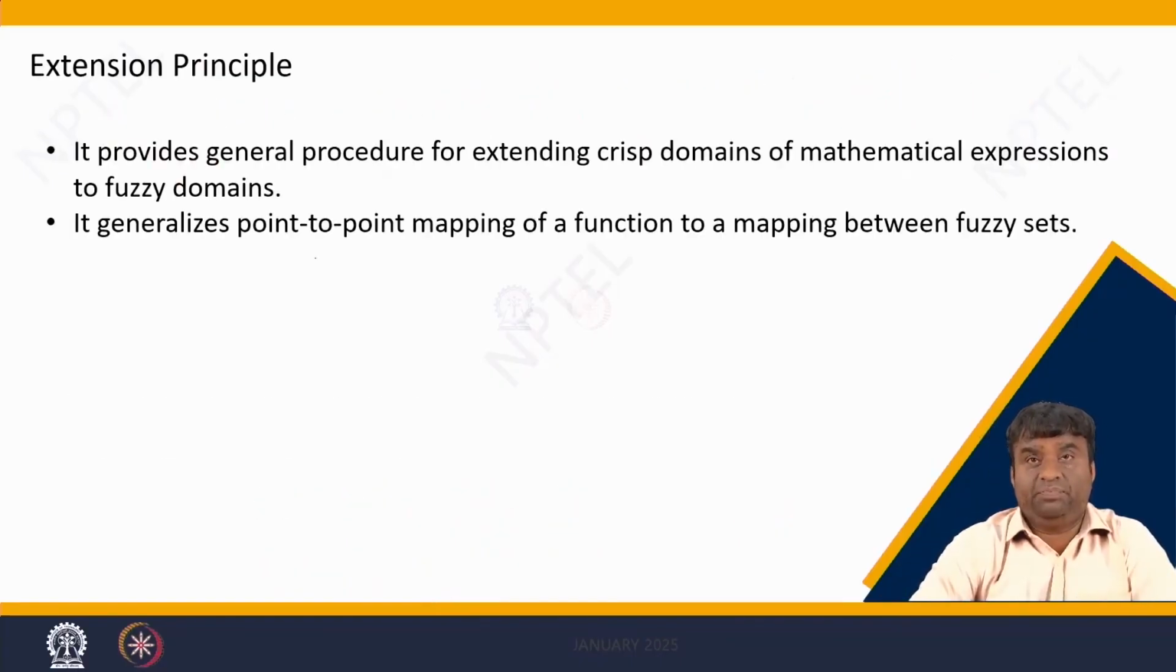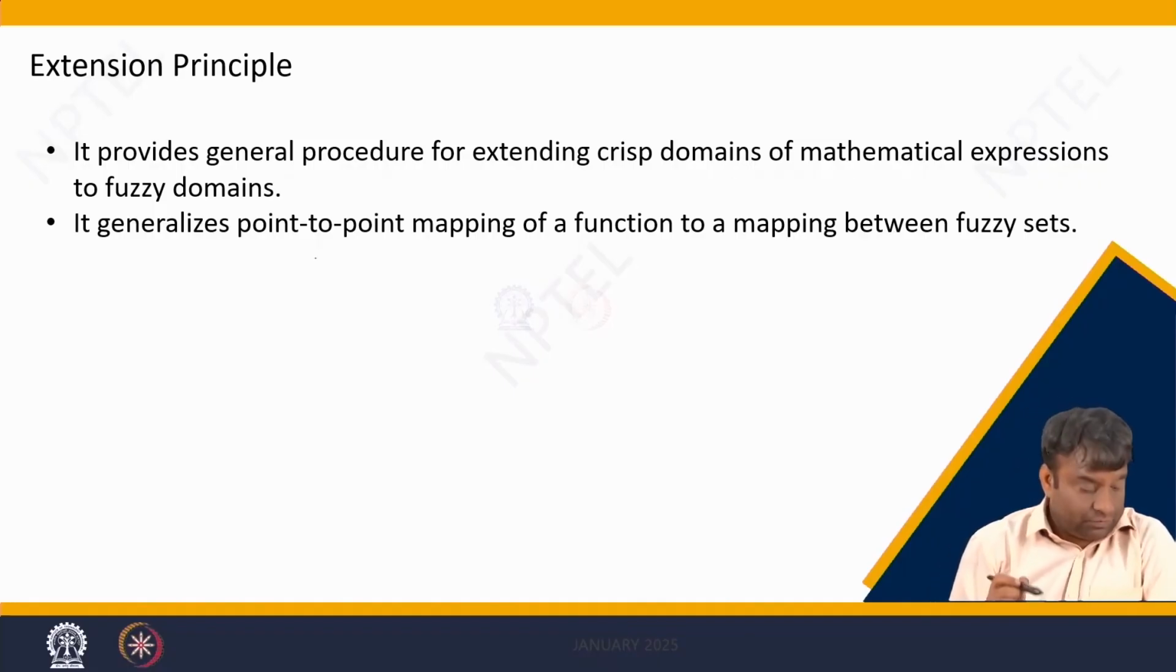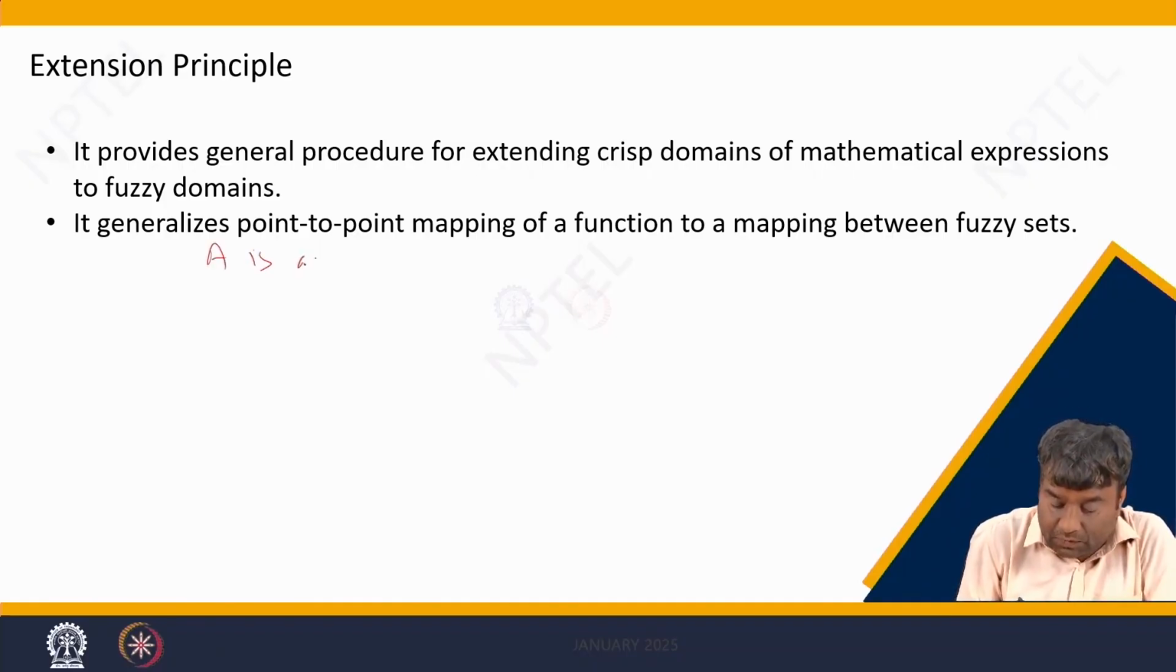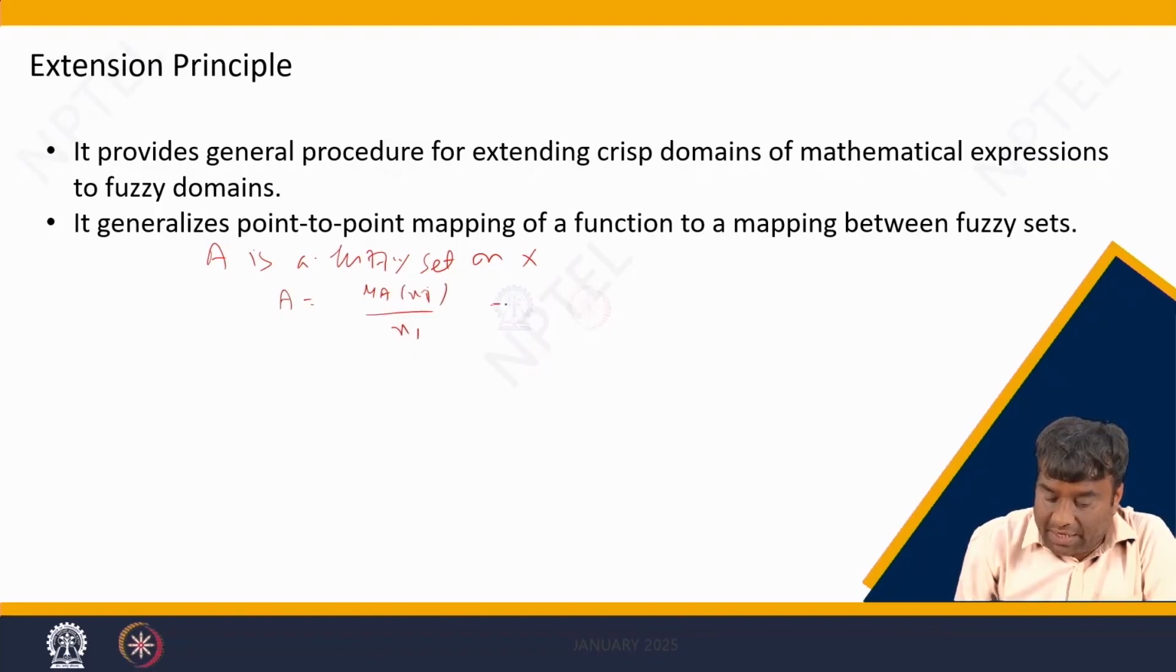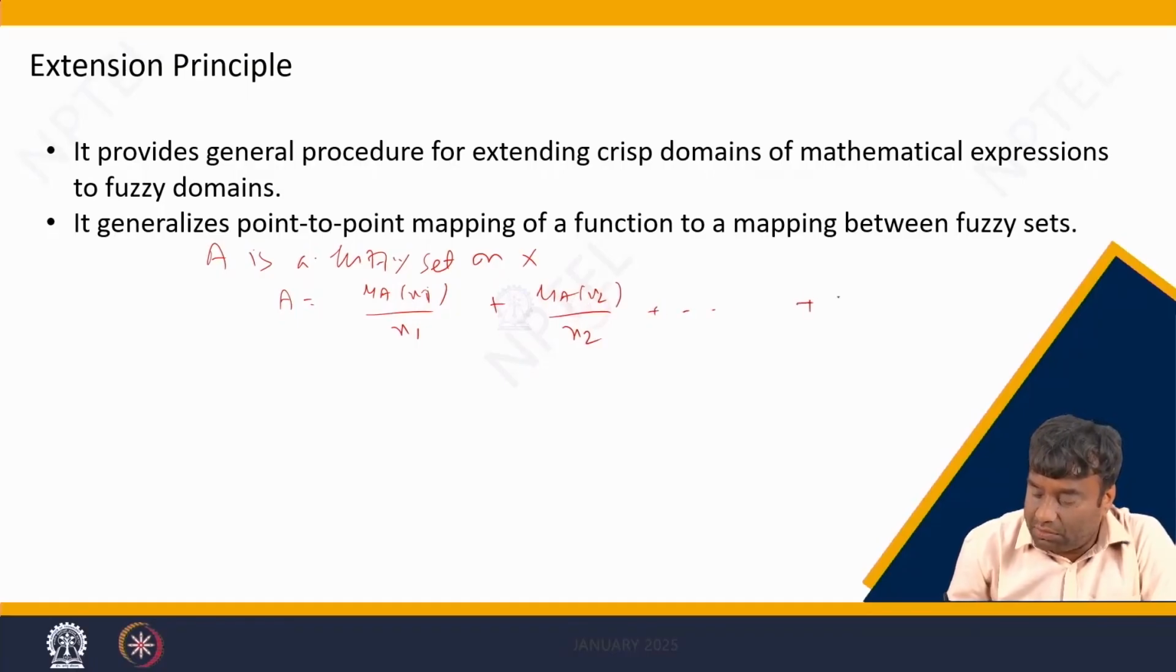The extension principle provides a general procedure for extending crisp domains of mathematical expressions to fuzzy domains. It generalizes point-to-point mapping of a function to a mapping between fuzzy sets. We are considering two sets A and B. So A is a fuzzy set on X. So A can be written as mu A(x1) by x1 plus mu A(x2) by x2 and so on, plus mu A(xn) by xn.